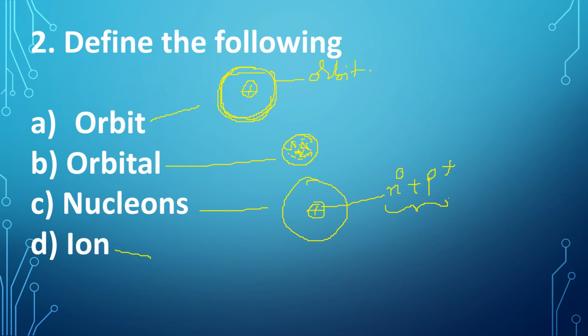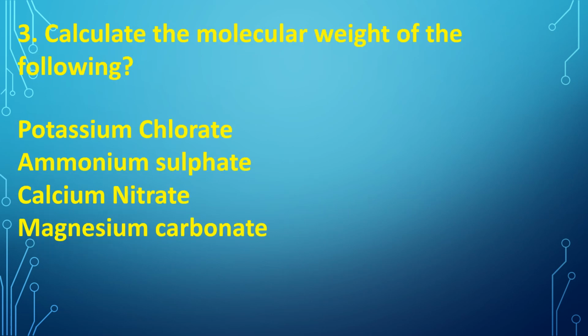Then what about ion? It means electrically charged, whether positive or negative. Suppose you take Mg plus 2. Like this, by donating 2 electrons, it is converted into a positive charge. Suppose O minus 2, by accepting 2 electrons, it is converted into minus 2. So a charged particle, whether positive or negative, we can call an ion.